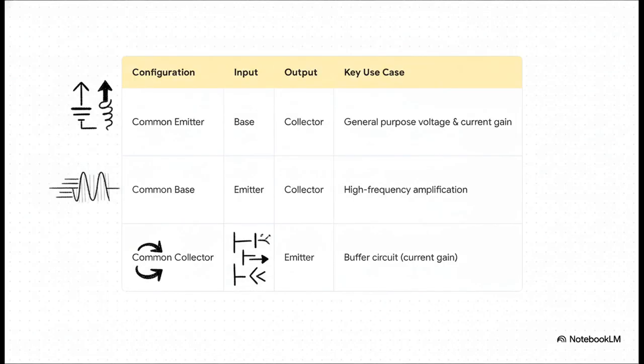Common emitter is your all-rounder. It gives you a nice boost in both voltage and current. Common base is like the specialist. It really shines when you're amplifying very high-frequency signals, like in a radio. And common collector, often called an emitter follower. Now, this one is fascinating. It doesn't increase voltage at all, but it is brilliant at providing current gain. That makes it a perfect solution for that impedance matching problem we were just talking about.